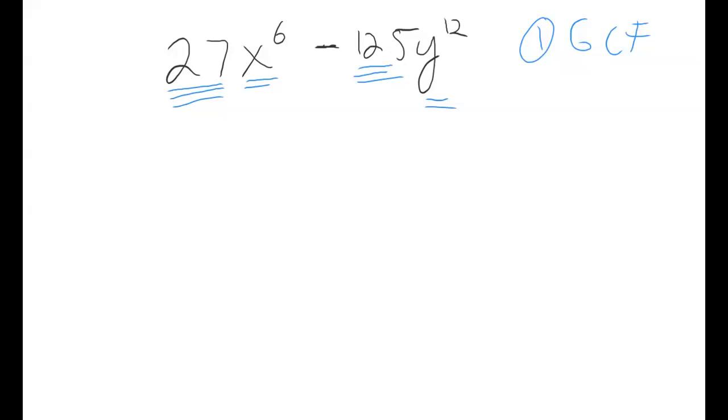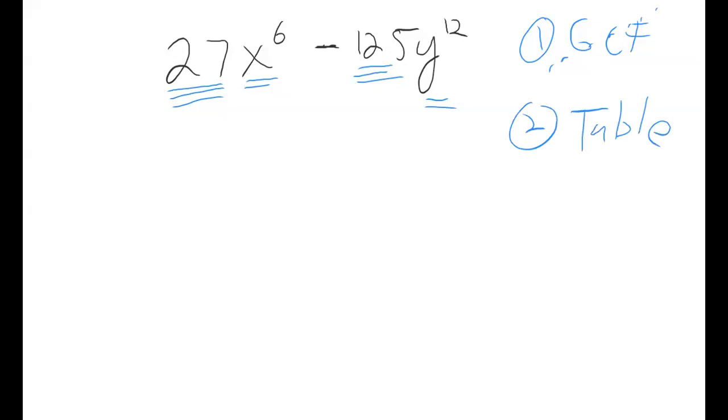They have nothing in common. So there is no greatest common factor in this case. So step 2, I go to the table. Right? So I have 2 terms. So therefore, I now have to ask myself, is this a perfect square or a perfect cube?